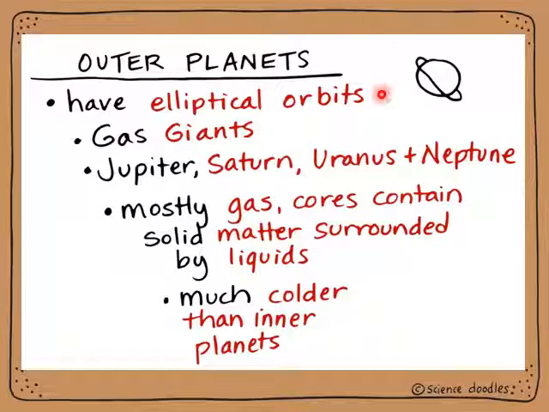The outer planets have elliptical orbits as well, so they also are almost circular, but not quite. These are called the gas giants, where the inner planets, if you remember, are called terrestrial. These are gas giants. They are Jupiter, Saturn, Uranus, and Neptune. They are mostly gas, though their cores contain solid matter surrounded by liquids. So the gas giants do have a very small, solid core, but then most of the planet is gas on the outside. And these are much, much colder. They're so far away from the sun that even during the daytime when they're facing the sun, it's still freezing.